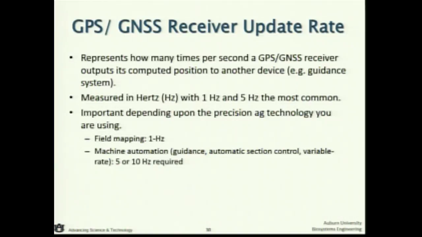So when we think about update rates, 1 hertz could be used for something like yield monitoring. We're going very slow, but as we increase our in-field speed, you're probably going to need a 5 or 10 hertz receiver. Most people are not going to have to worry about that. Companies are doing a great job of making sure they're matching update rate to the field operation. So, just something to consider, that update rate. If you're going out and just buying a GPS or GNSS receiver, I would encourage people to buy one that's capable of 5 or 10 hertz because you never know what you might want to use it for.